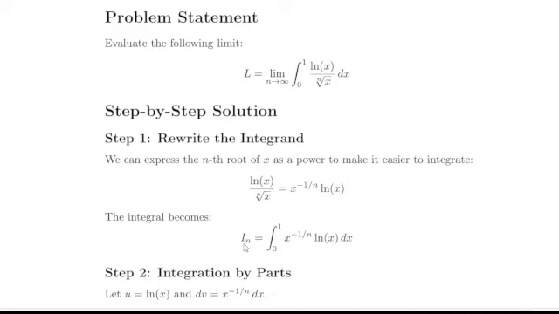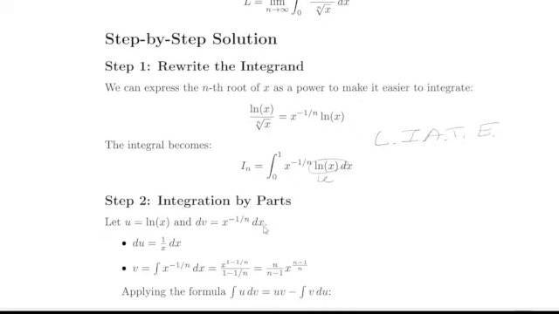We'll say that I sub n is equal to the integral from 0 to 1 of x to the negative 1 over n times natural log x dx. To solve this, we want to use integration by parts. If you're wondering what to use for u, we're going to use the acronym LIATE. L stands for log. So obviously we have a log here, so that's going to be our u, and then everything else is going to be dv. So that's going to be x to negative 1 over n dx for dv.